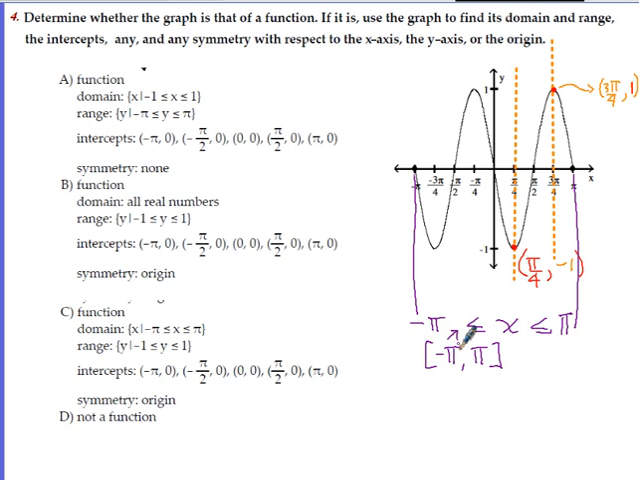What about our range? You can see that our range here begins from negative 1, our lowest point, and it ends at 1, our highest point. So this is our range. Therefore, our domain is negative pi to pi, and our range is from negative 1 to 1.